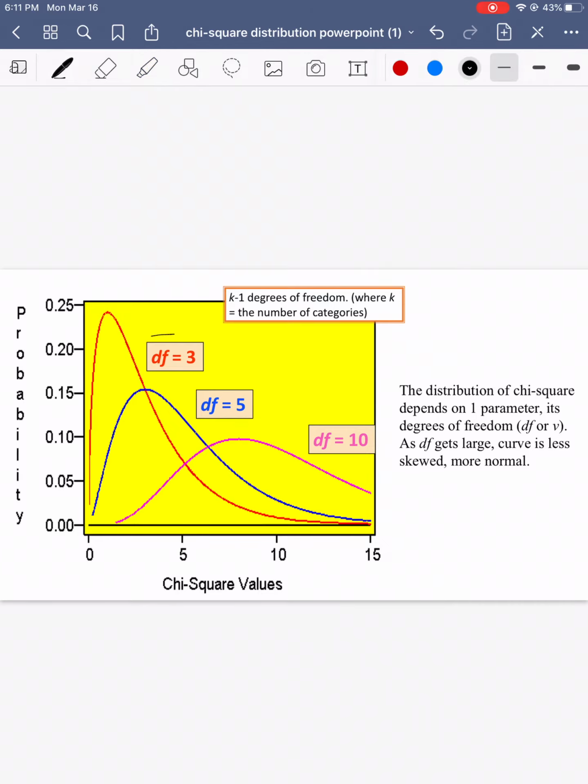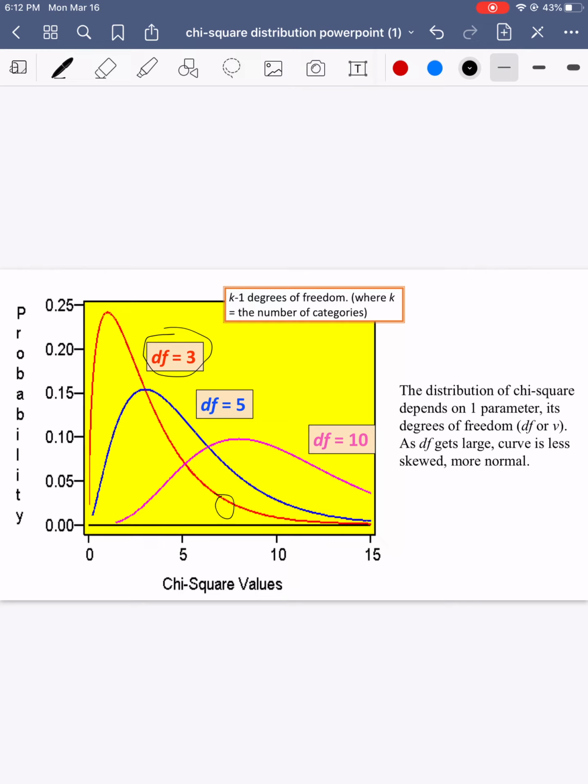So when we have a degrees of freedom of 3, we can see that this red curve here is really skewed specifically to the right because our tail is on the right. But as our degrees of freedom increase, we see that we're flattening out. We're getting to more of that bell shape that we're used to seeing in a normal distribution.